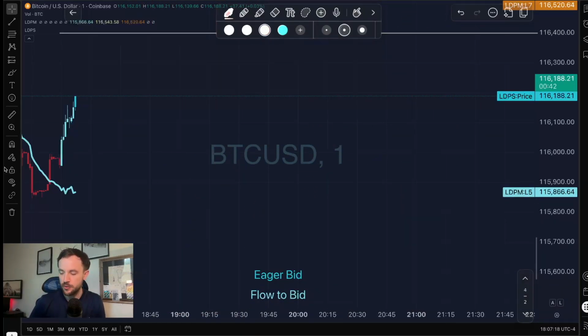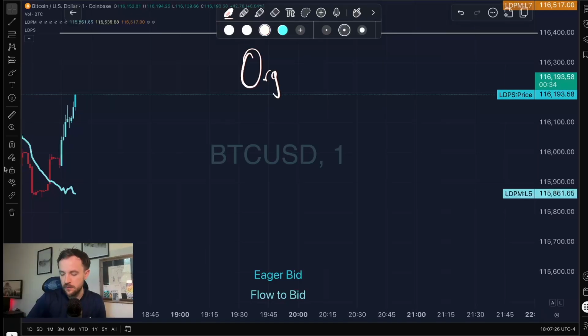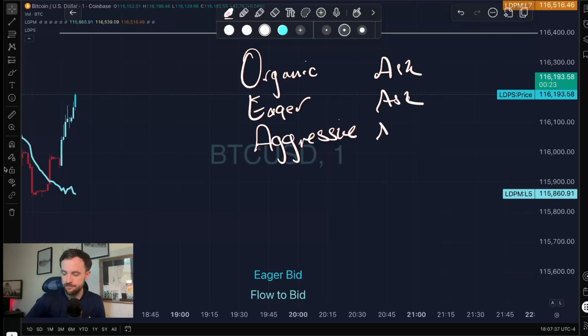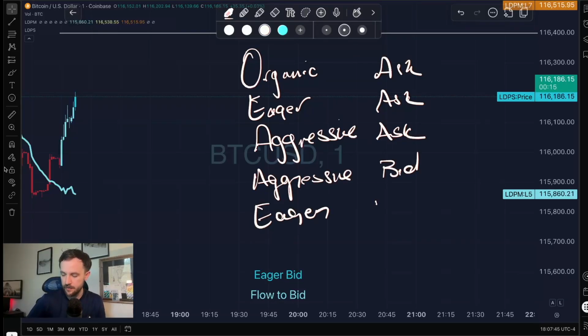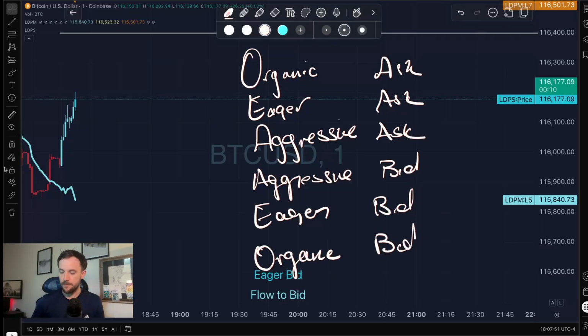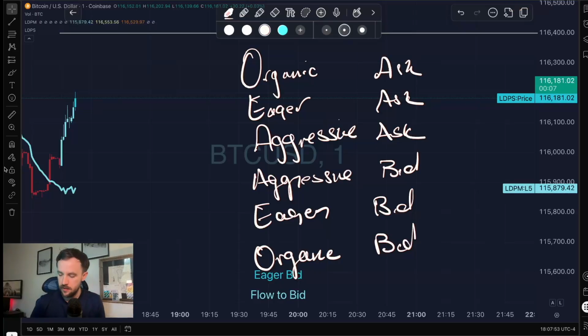Some people are so good at writing and drawing to where it doesn't get super messy, but it is what it is. So if we were to draw a little organic, eager, aggressive, right? And these are all ask. And then we would have the aggressive bid. And this is kind of like the cascade of, right? So those are all of the players that can be in the market.